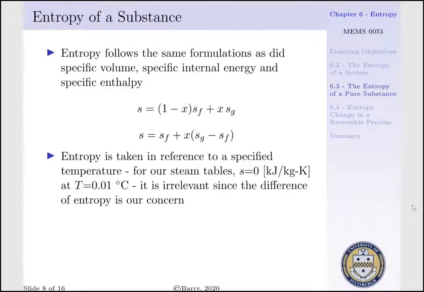Entropy is taken in reference to a specified temperature. For instance, our steam tables set our specific entropy to 0 kilojoule per kgK at a temperature of 0.01 degrees centigrade. However, when we use EES, they sometimes have a different reference temperature. That does not matter, for all we're concerned about is the difference of entropy between our two states.